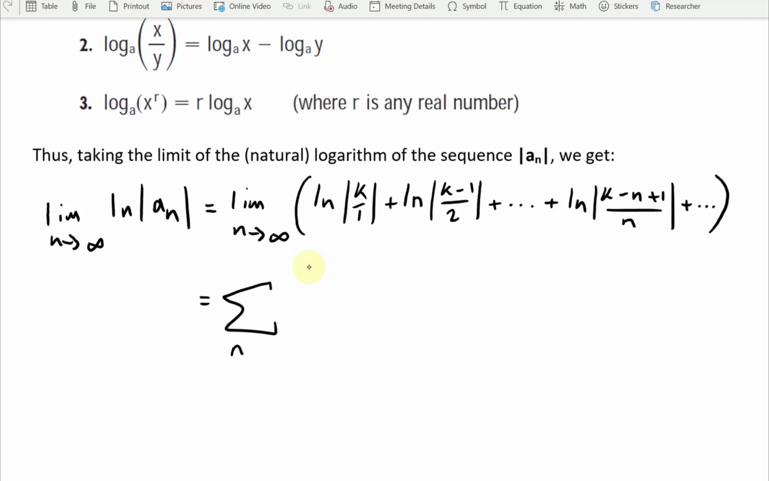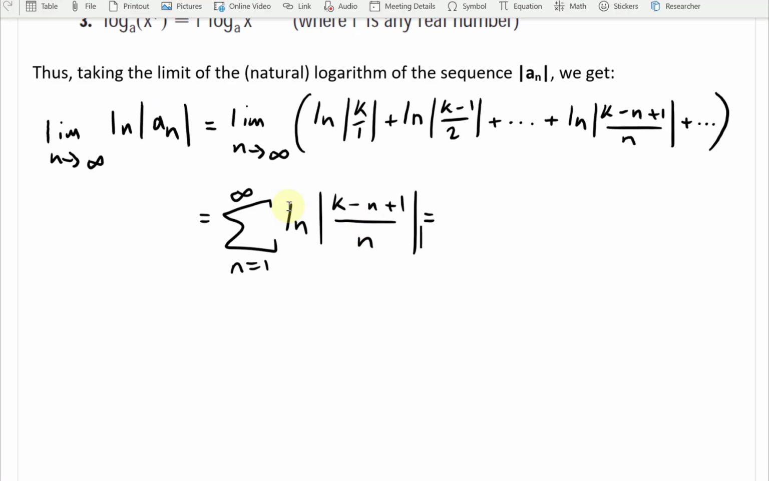The same thing as writing this from n equals 1 up to infinity. And now we're going to write this ln, so the general term is this one right here: ln of the absolute value of k minus n plus 1 all over n, like that. This is a summation up to infinity, n equals 1. So we get that the limit of the natural log of the absolute value of an is equal to the series of natural logs. So that's absolutely fascinating stuff.